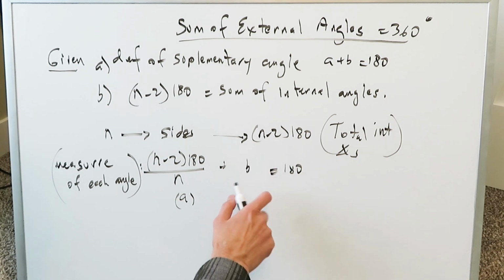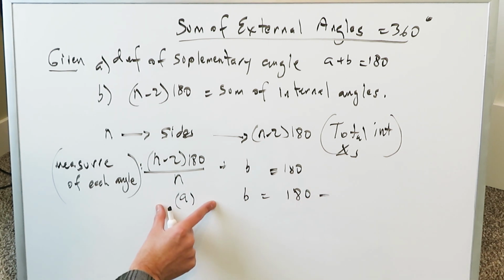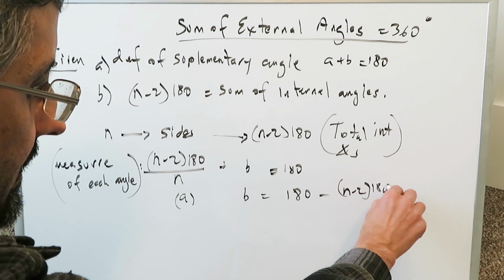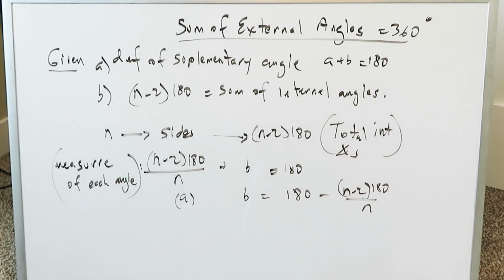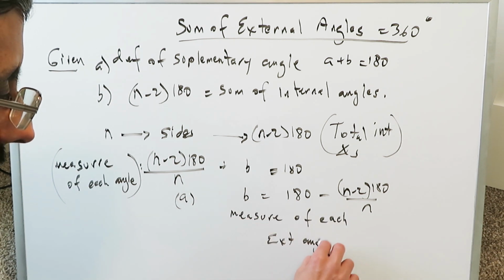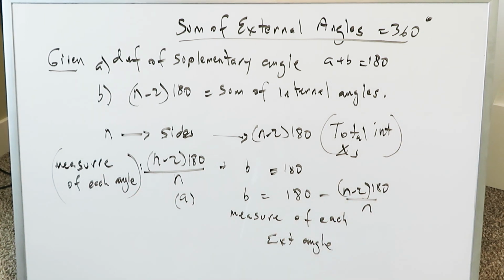You can determine this B right here to be 180 minus A, but A is all of this, n minus 2 times 180 divided by n. This right here now gives you the measure of each external angle. Think about it. It's now the measure of each external angle, because if you're taking one measure of an internal angle and you're using a supplementary definition to determine that external angle, you've determined the measure of each external angle. Now you've gotten this B value right over here.